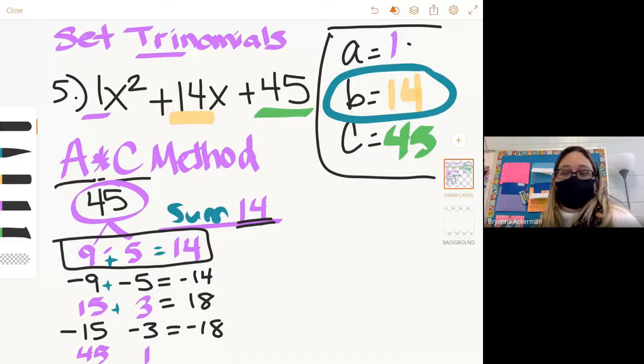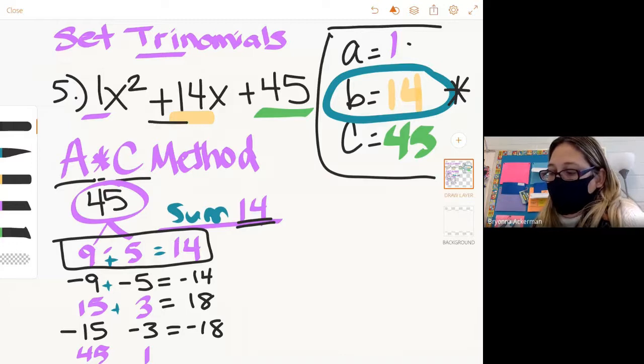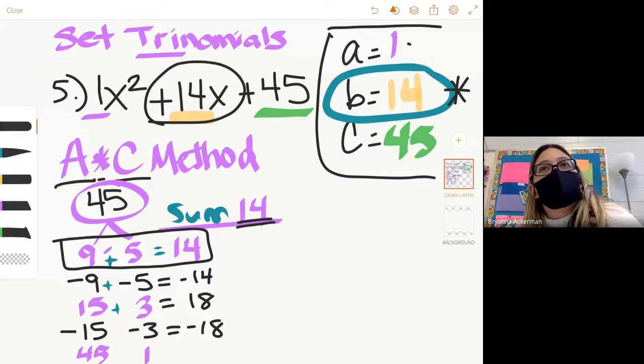Yeah, so it's probably ringing a bell. So again, first step, A times C, make the factors, and then those factors, when you add them, you want the sum to give you B. Okay? All right, so from there, we're going to rewrite this middle piece with the factors.